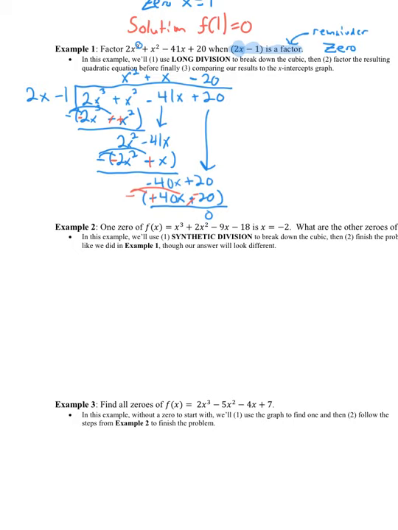So that's good. That's a really good thing. And now what it says here, it says we're going to use long division to break down the cubic function, and then we're going to factor the resulting quadratic equation before finally comparing our results to the x-intercept on the graph.